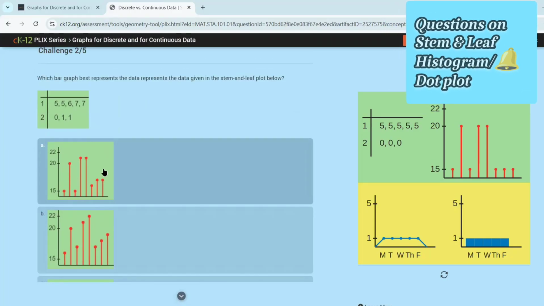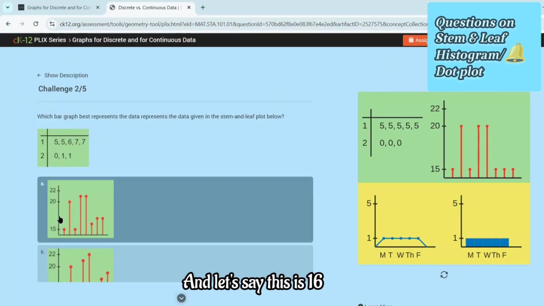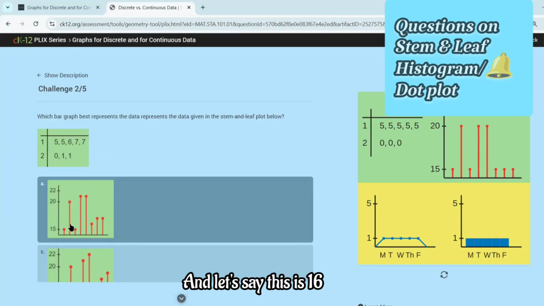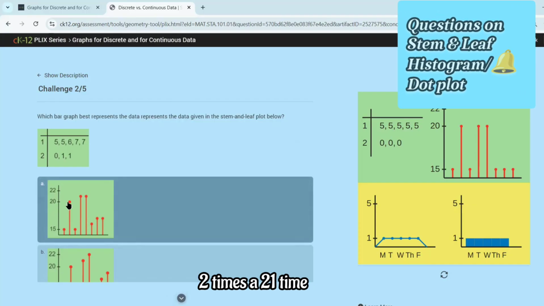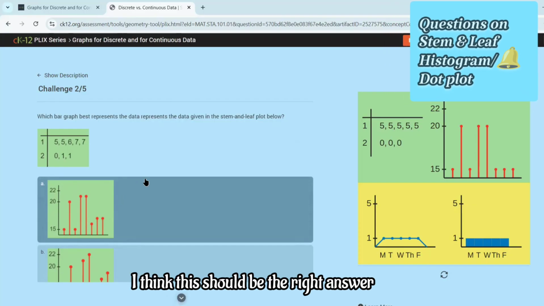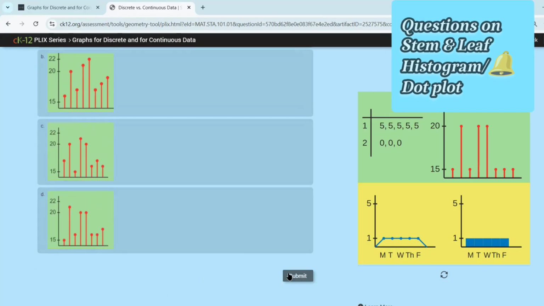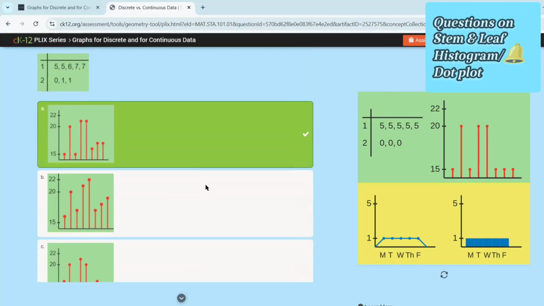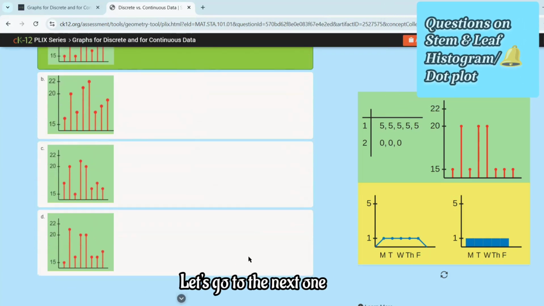So 15, 2 times is there. And let's say this is 16, 1 time is there, 17, 2 times is there, 20 is 1 time. I think this should be the right answer. Let's see. But interesting, once again, we have a correct answer. Let's go to the next one.